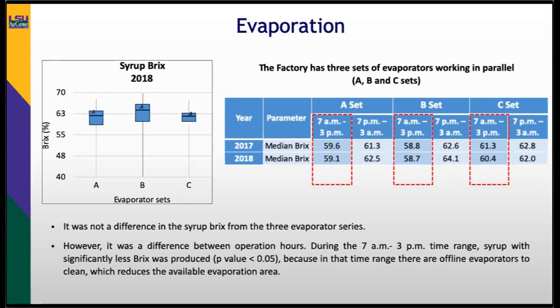So we asked the factory why this could happen, and they told us that during the day they have to clean evaporators. So the area is lower during the day, and that obviously is affecting the syrup brix.